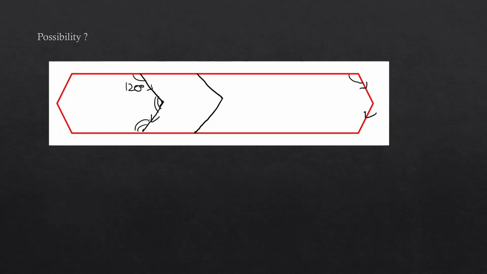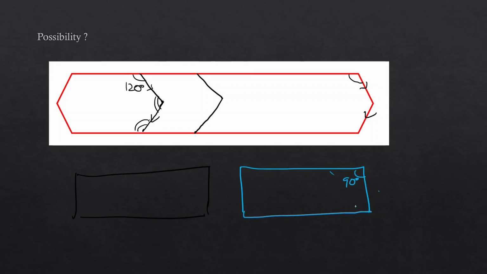And this is not the case only for hexagons. We can construct rectangles as well. Rectangle is a classic case. Rectangles by definition have all angles 90 degrees, but the adjacent sides are supposed to be unequal, right? So it is possible to construct such polygons.